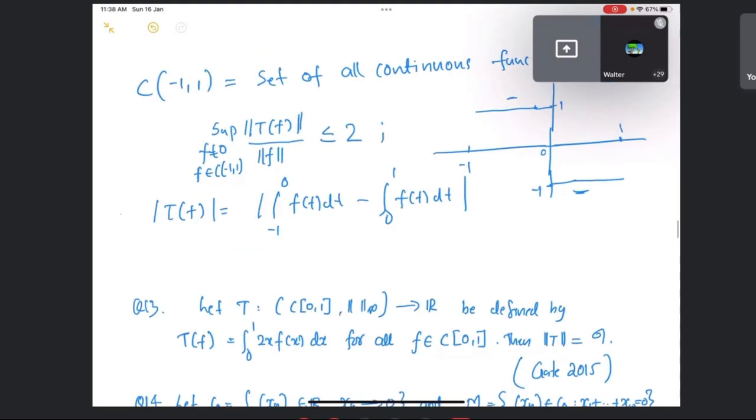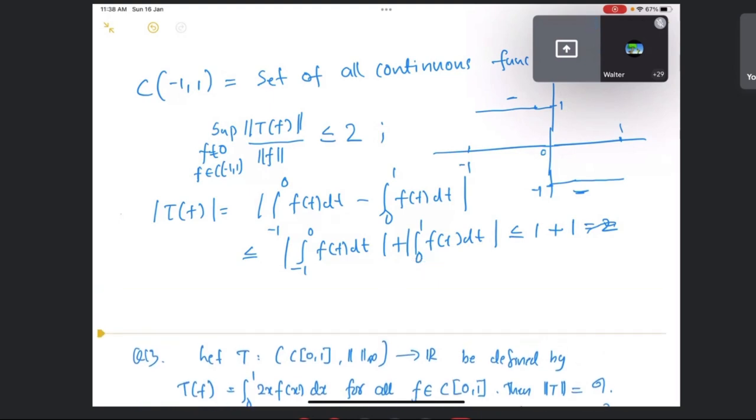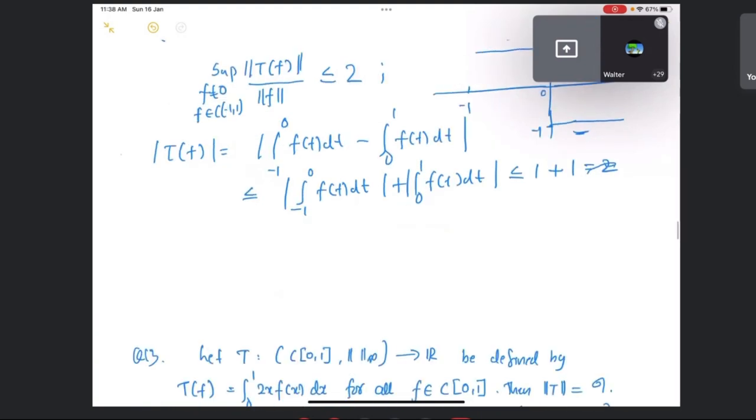You apply the triangle inequality, you will get integral from minus 1 to 0 of f of t dt plus integral from 0 to 1 of f of t dt, modulus of course. So this is 1 plus 1, which is 2. So 2 is an upper bound. This you can get from the triangle inequality. Okay. Now we are going to show that 2 is actually the least upper bound.